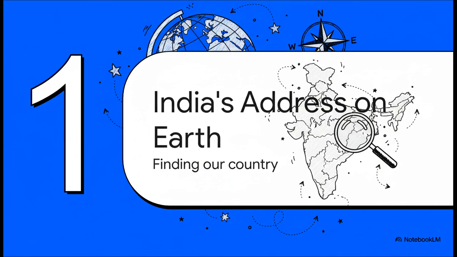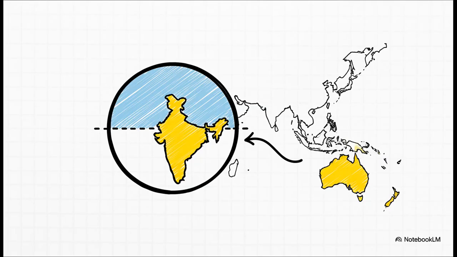Here, we're going to find India's exact location on the planet. Now, these are 2 very fundamental facts that you must remember. First, India lies entirely in the northern hemisphere. This means it is located completely north of the equator. And second, India is a part of the Asian continent, extending southwards into the Indian Ocean.